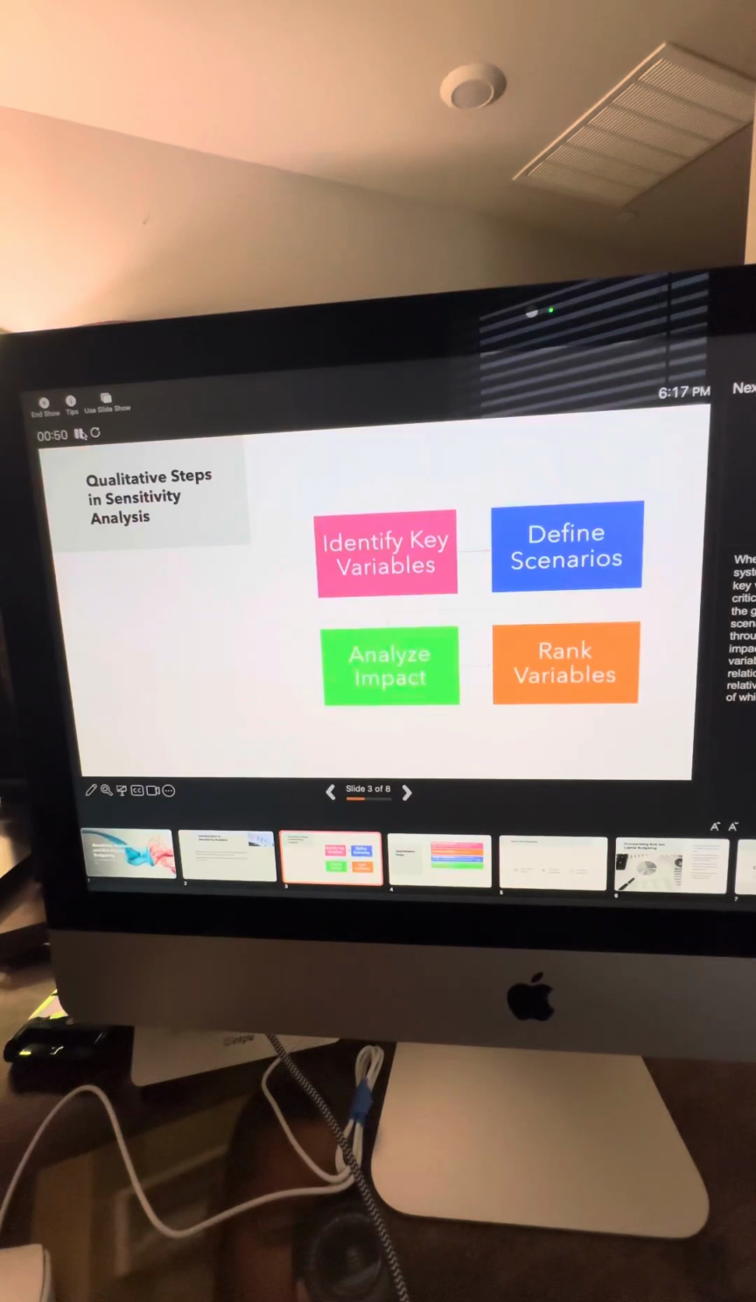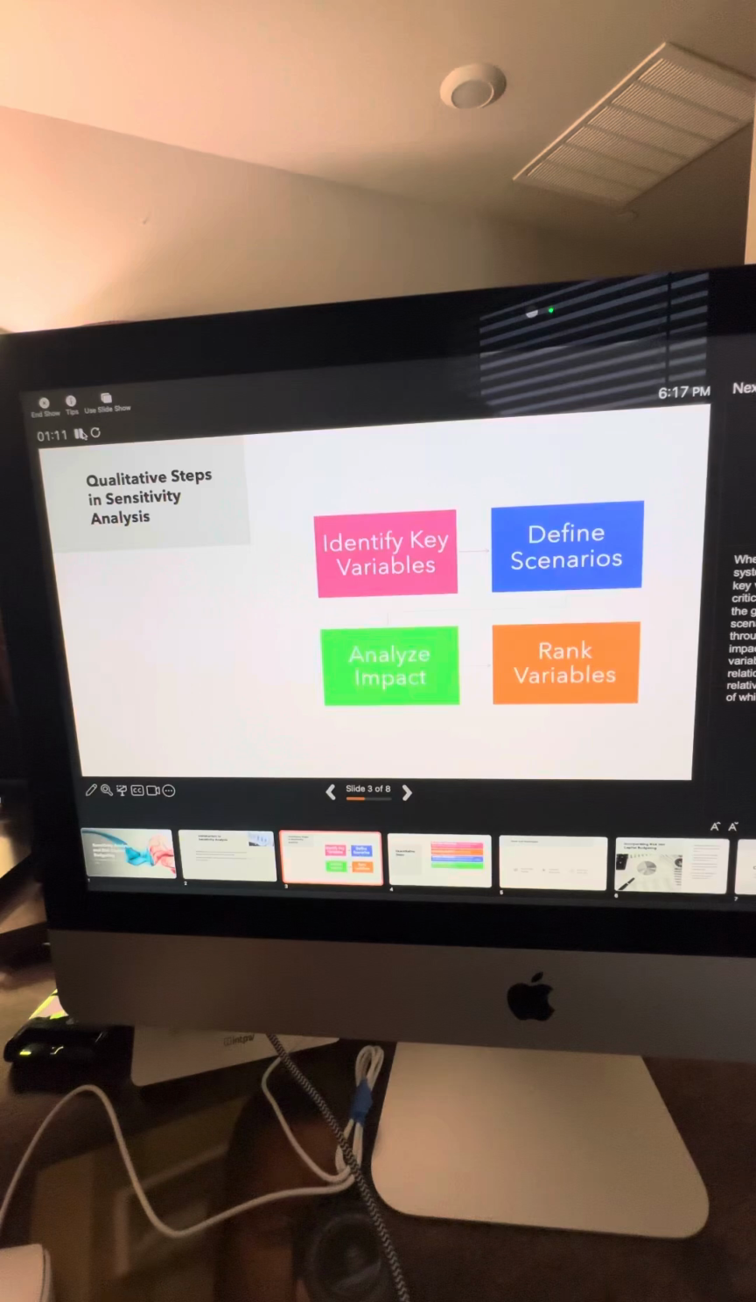Qualitative steps in sensitivity analysis. When conducting a sensitivity analysis, it's essential to take a systematic and qualitative approach to understand how changes in key variables affect the outcome. Begin by identifying the most crucial variables that drive results, considering factors that have the greatest impact on the model or decision.